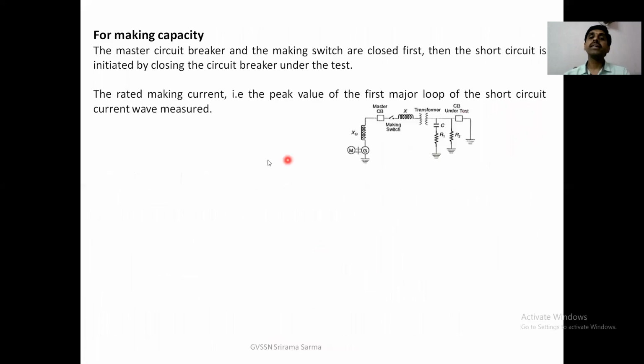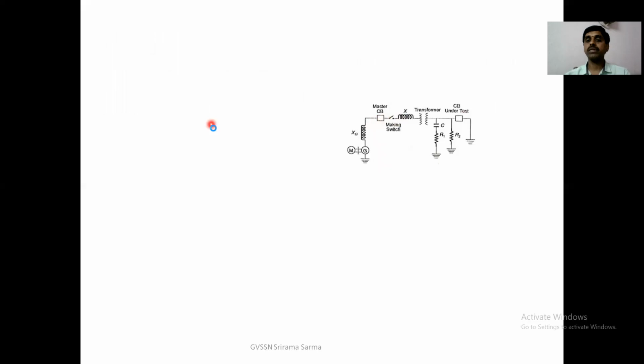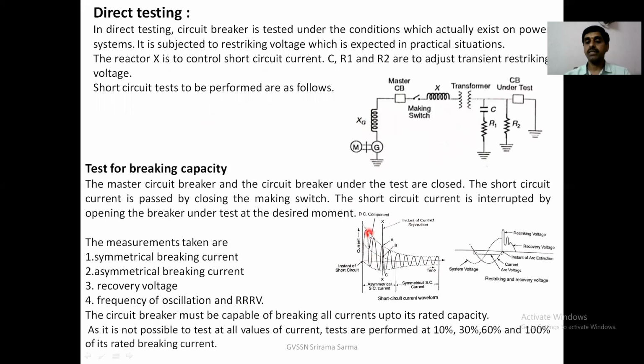Coming to the making capacity test. For the making capacity test, the master circuit breaker and the making switch are closed first, and then the short circuit current is initiated by closing the circuit breaker under the test. That means the circuit breaker has to withstand the making current. What is the making current? The rated making current is the peak value of the first major loop of the short circuit current wave measured. You have seen this one is the making current.